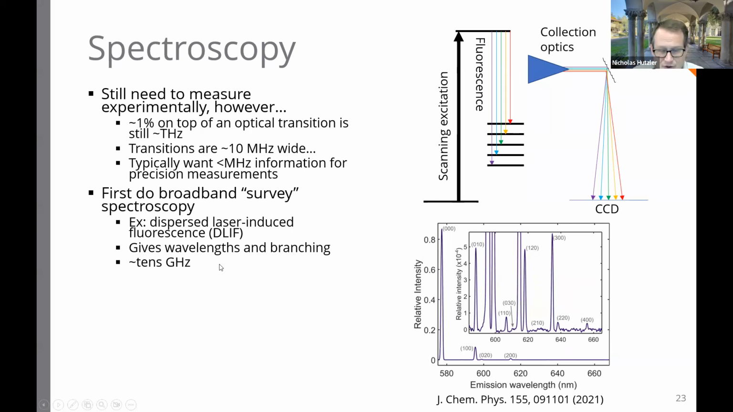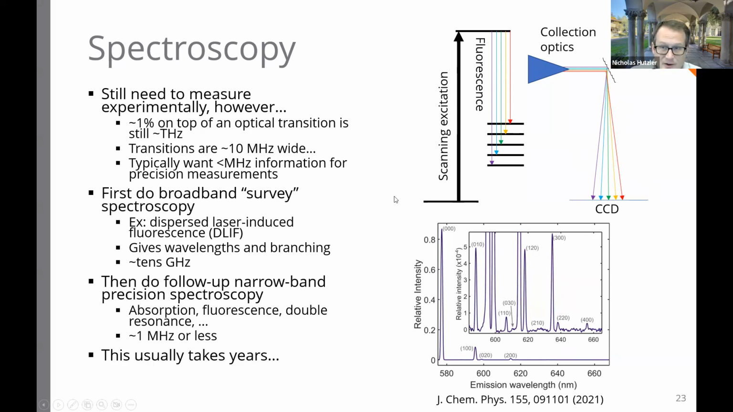So this gives a very big picture of the molecular structure with tens of gigahertz-ish resolution, limited by this grating. You can only make broadband gratings that have so much resolution. But once you've narrowed it down to about 10 gigahertz, you can go back and do narrowband precision spectroscopy using things like absorption or fluorescence or double resonance methods. So basically you take a narrow laser, scan it in your smaller region, and see when you see blips of one type or another.